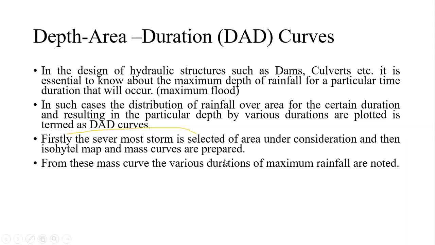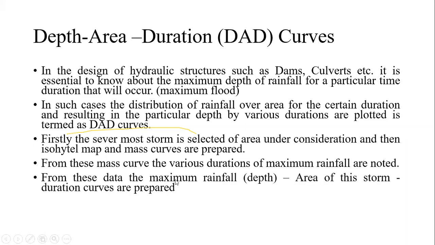So from that we note down the durations of the maximum rainfall, and from this data, that is the maximum rainfall depth, that is the maximum precipitation we can say, then the area of that storm, that is how much area of that particular catchment over which that rainfall has occurred, and the duration for which it lasted.